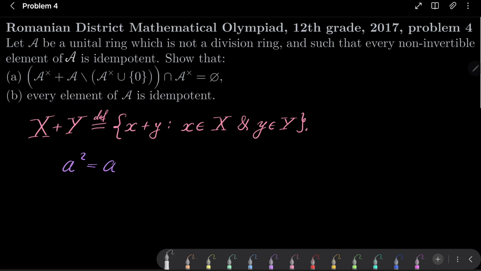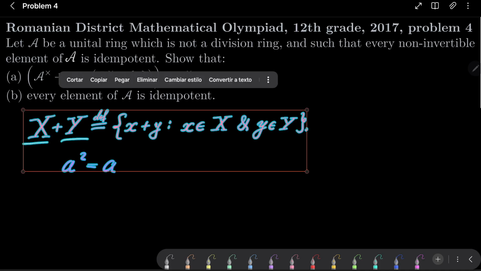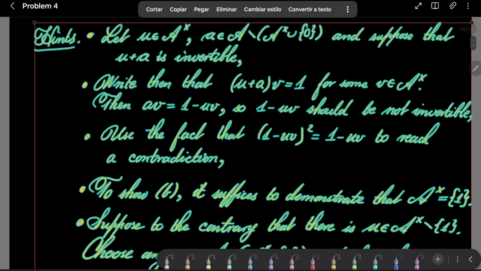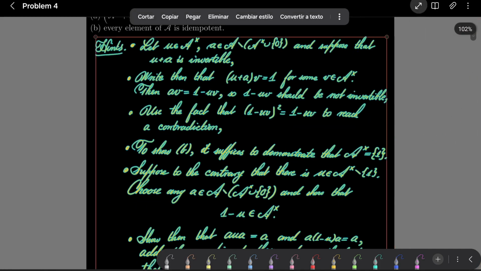And moreover, here we have plus. You may wonder, what does it mean to add two sets? Well, set X plus set Y is the set of all elements of the form x plus y, where x is in X and y is in Y. Alright, so here are my hints for this problem.